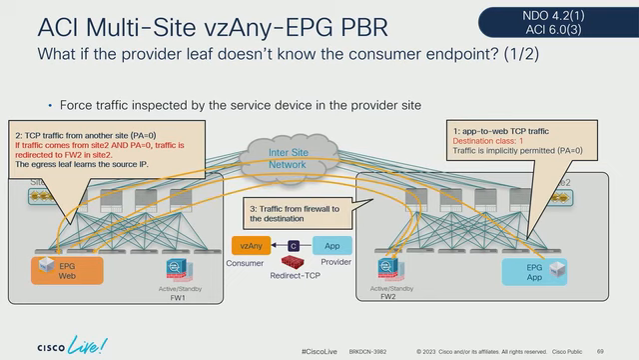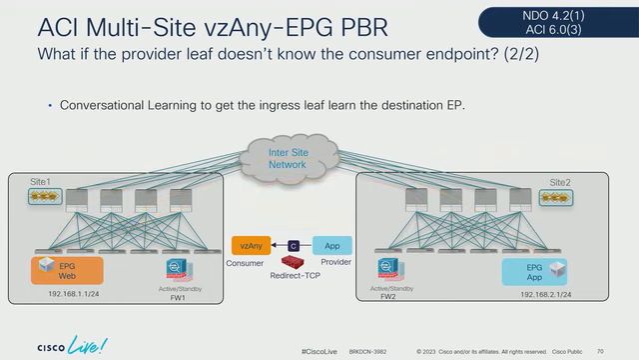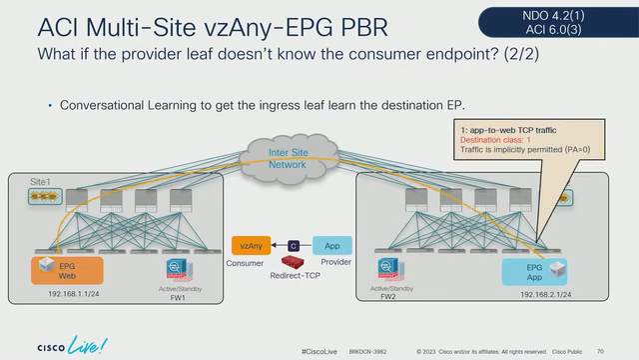Then after that, the firewall sends traffic to the destination. This is how we ensure the provider site firewall is always inserted, even if the provider leaf doesn't know the VZNE consumer endpoint. But this is going to be traffic hairpinning, which we don't like. So it's going to happen at the very beginning only, thanks to conversational learning. When the provider leaf just implicitly permits traffic, the destination consumer leaf sends traffic back to the firewall inside site 2.